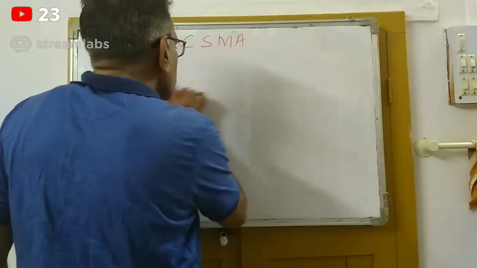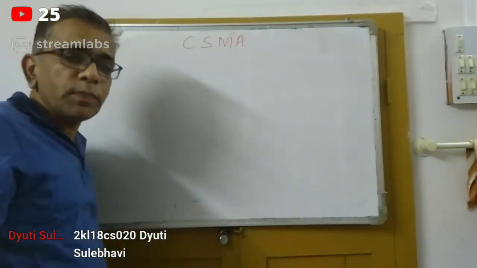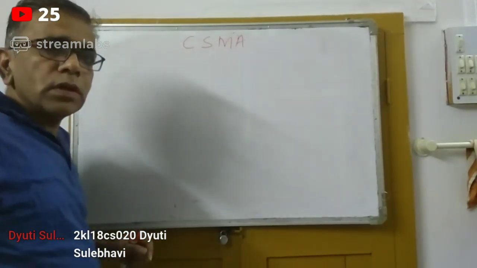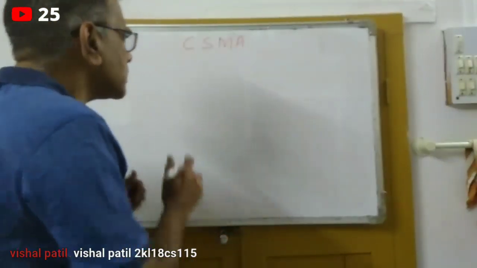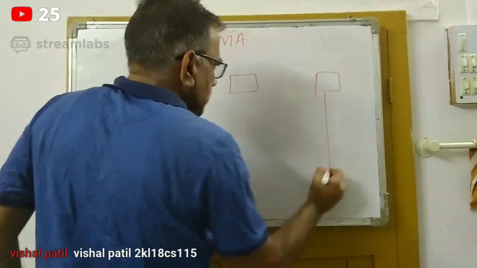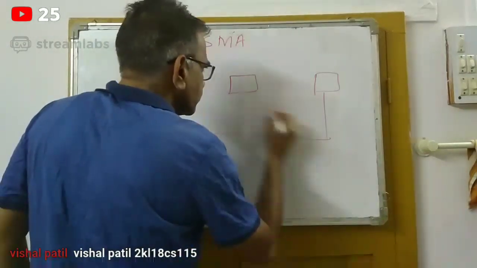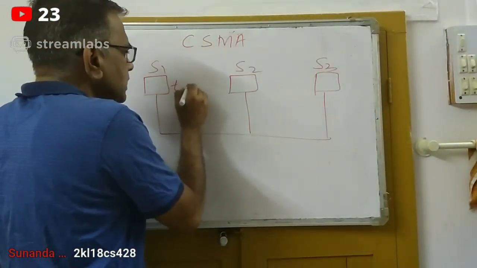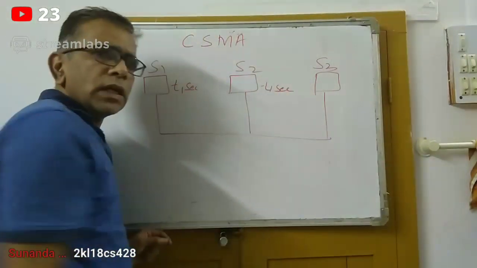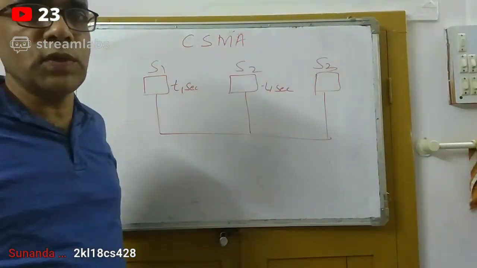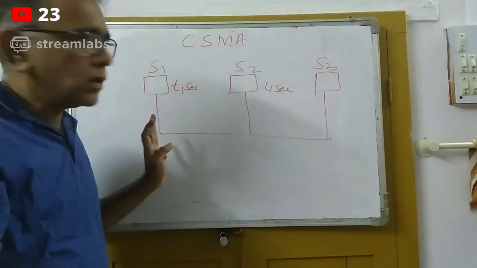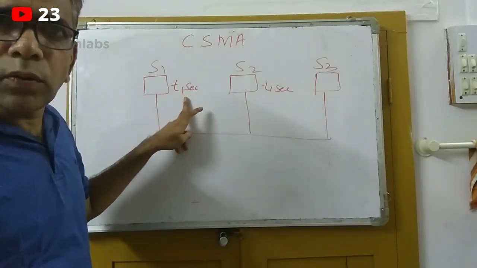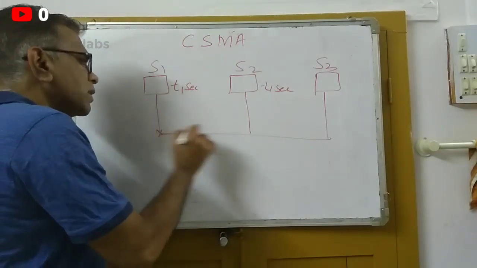When I talk of adding an additional capability of sensing the medium before transmitting, it does not mean that it will avoid all the collisions. Even after adding this ability, the system is not free from collision. Why, we'll discuss. Whenever we have a system of this type, connected through a common medium, S1, S2, S3, assume a situation where at time t1 seconds, these two stations are ready for transmission. Till t1 seconds, nobody is involved in transmission; the medium is free. At t1 seconds, both of them are simultaneously ready for transmission. Now, what do they do? As per the procedure, both of them sense the medium.